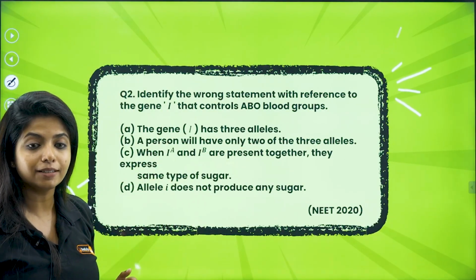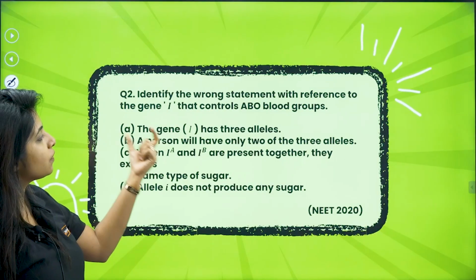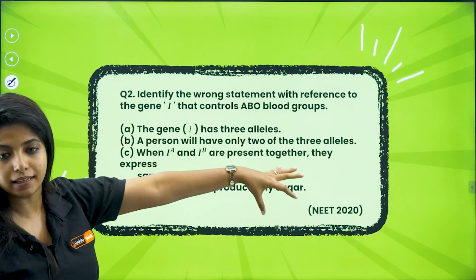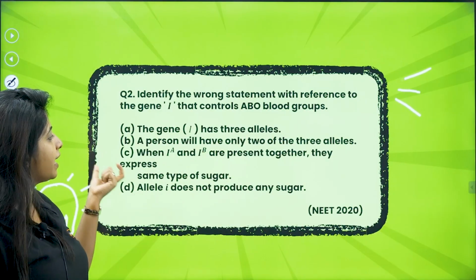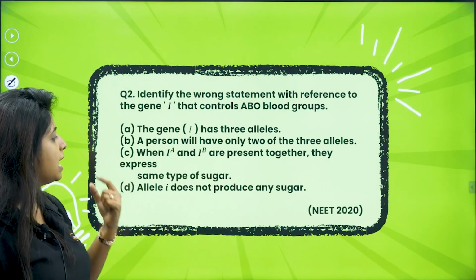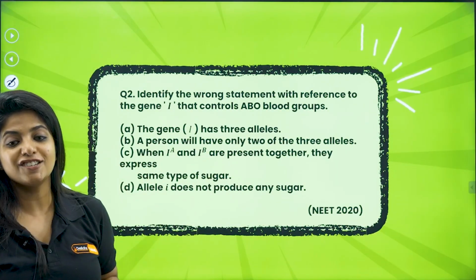Does it have 3 alleles? Think. Okay. A person will have only 2 of the 3 alleles. When IA and IB are present together, they express the same type of sugar. Allele I does not produce any sugar.